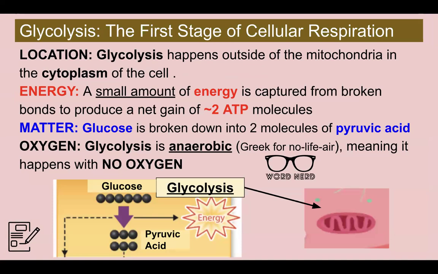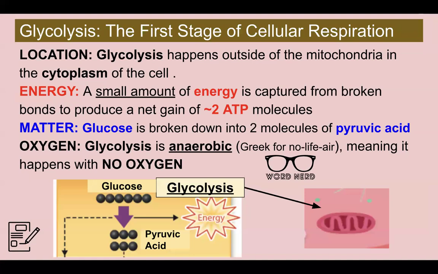Glycolysis is the first stage of cellular respiration. The location: glycolysis happens outside of the mitochondria, in the cytoplasm of the cell. So remember me telling you that cellular respiration happens in and around the mitochondria, and that's because of glycolysis. Glycolysis happens outside of the mitochondria in the cytoplasm.